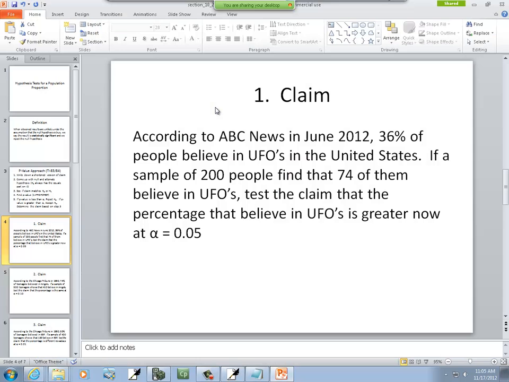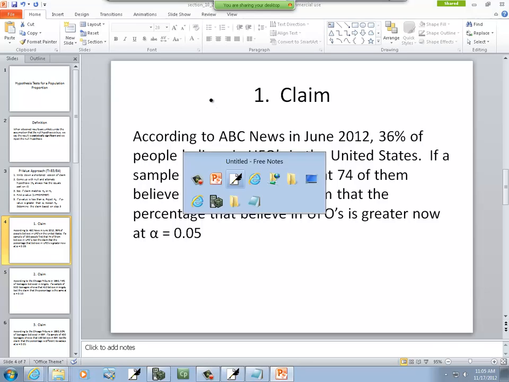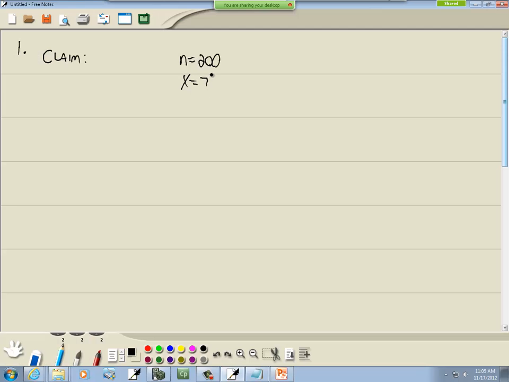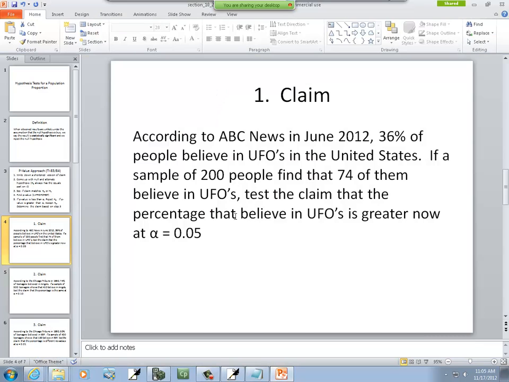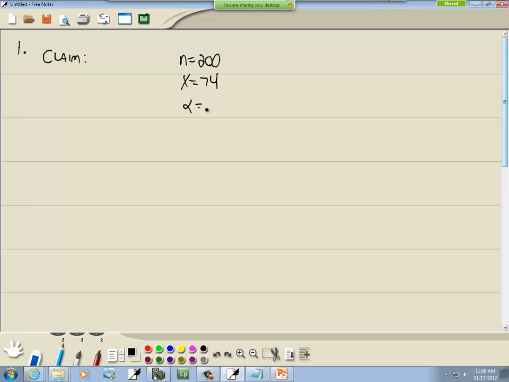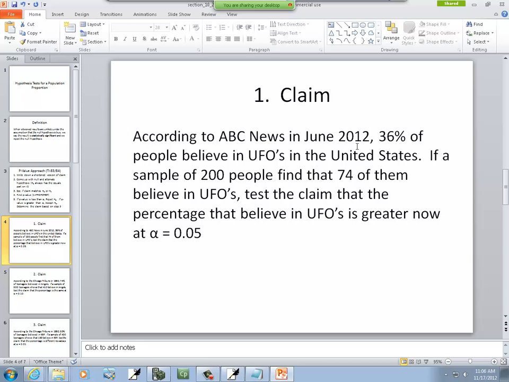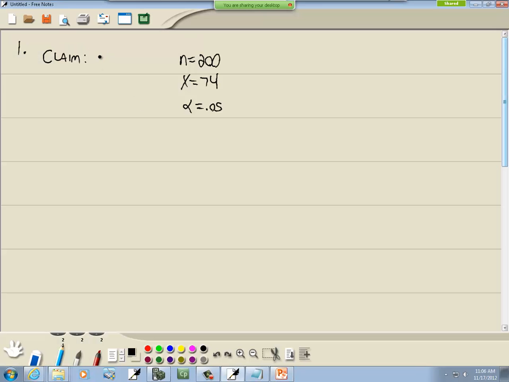I apologize for that. Find that 74 of them believe in UFOs. So X is 74. Test the claim that the percentage who believe in UFOs is greater now, at alpha equal to 5%. Greater now, so greater than 36%. So greater than 0.36. Well, that's the greater than symbol. What goes along with that?